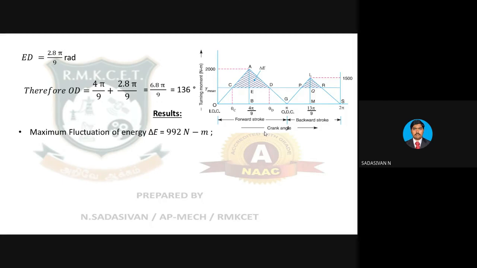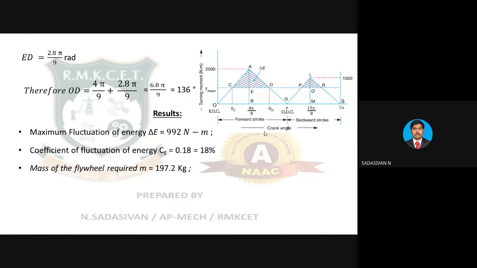992 is the delta E, maximum fluctuation of energy. Coefficient of fluctuation of energy is 18%. Mass of the flywheel is 197.2 kilogram. The maximum velocity point is 35 degree, minimum velocity point is 136 degree. So that completes the problem.